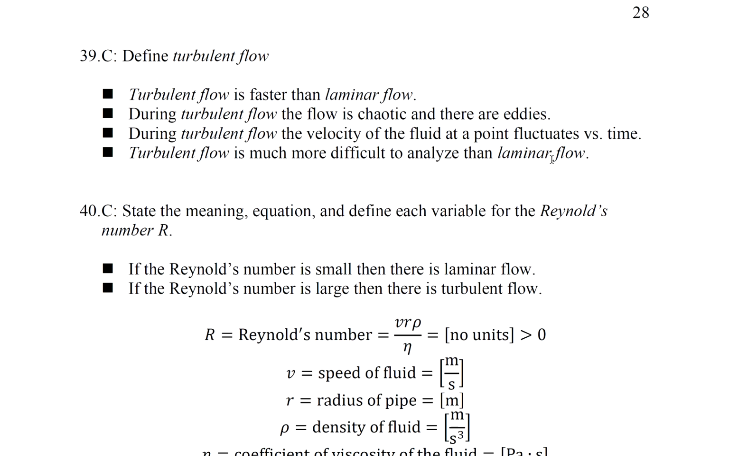39, define turbulent flow. Turbulent flow is faster than laminar flow. During turbulent flow, the flow is chaotic and there are eddies. During turbulent flow, the velocity of the liquid at a point fluctuates versus time. And turbulent flow is much more difficult to analyze than laminar flow.